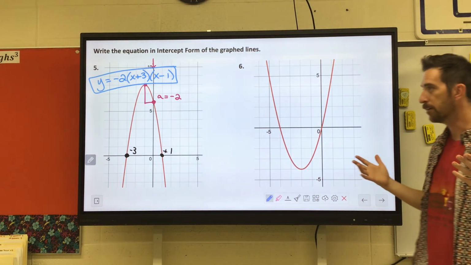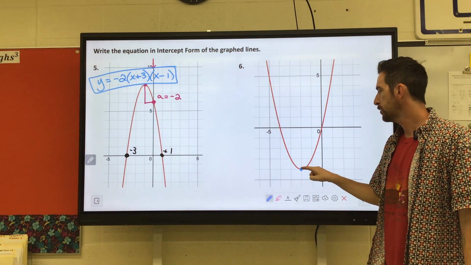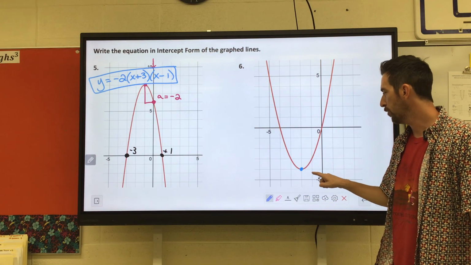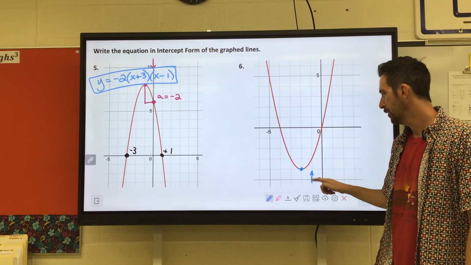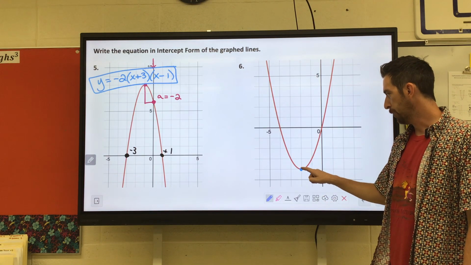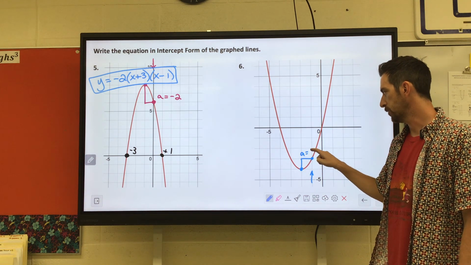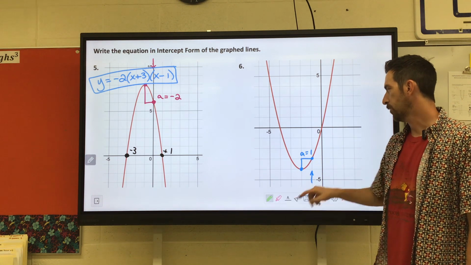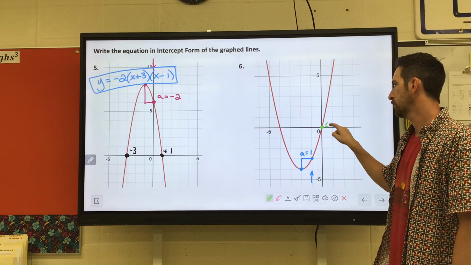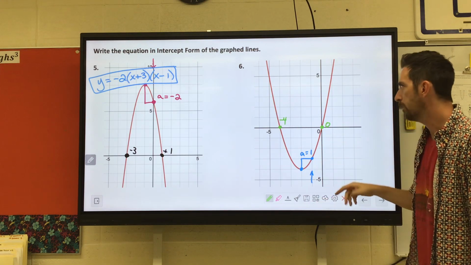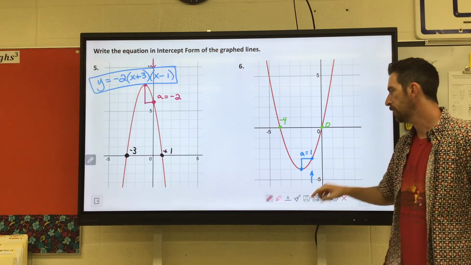Number 6, we're going to figure out the A. From the vertex, how far do we need to go up before we can go over 1? If I go over 1, I'm in this column here. So how far did I go up before I hit that column? Just 1. So our A is 1 on this one. I see that it crosses at 0 and also -4.